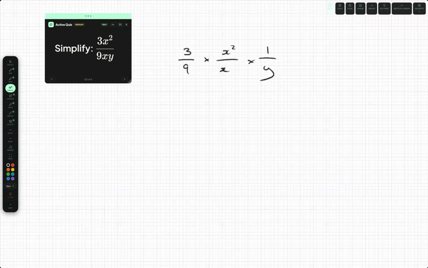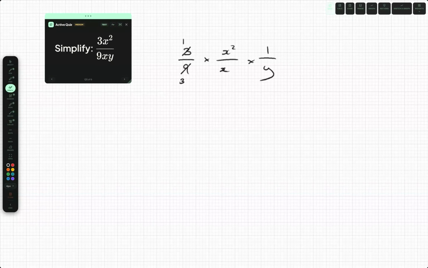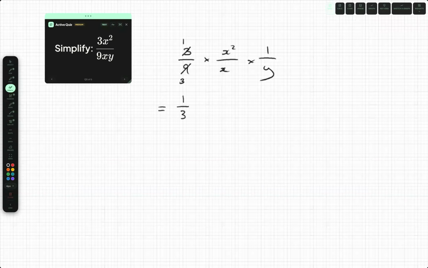So we have 3 and we have 9. What's a common factor between 3 and 9? Well, it's 3. So let's divide the top and the bottom by 3. Dividing the 9 by 3 gives us 3, and dividing the 3 by 3 gives us 1. So instantly we've changed this to a more simplified fraction where we have a third. Still going to be the same.